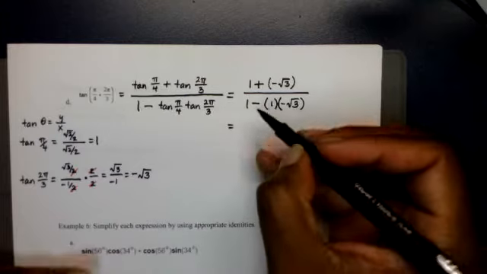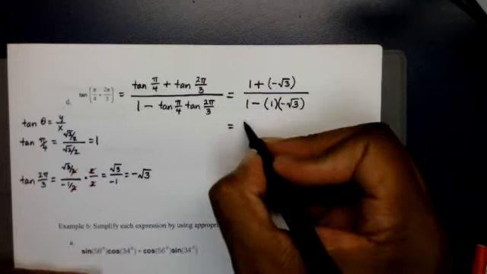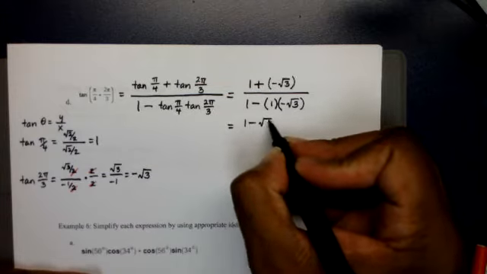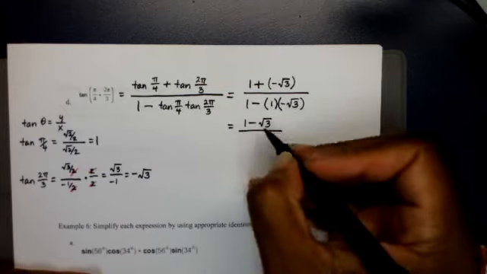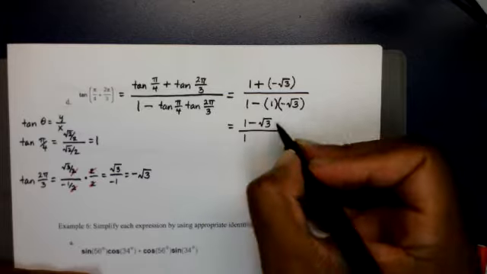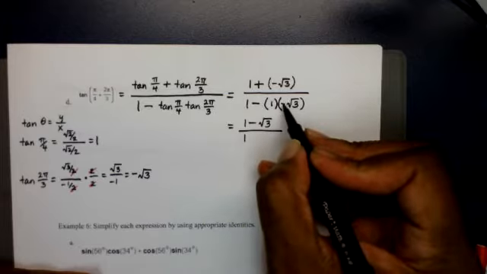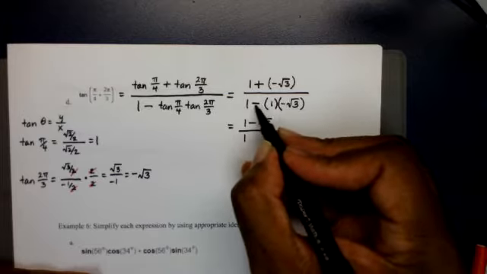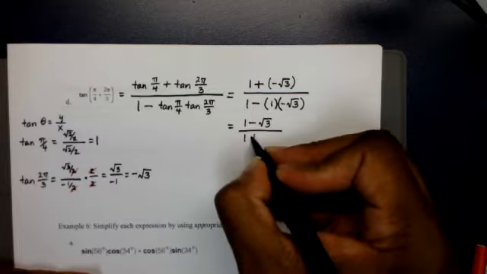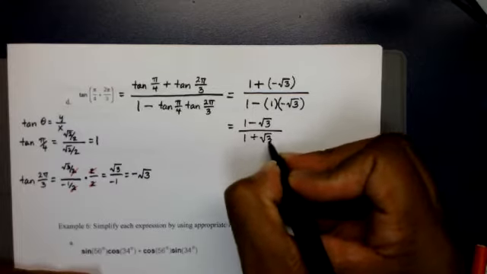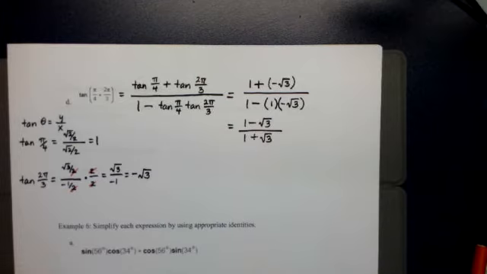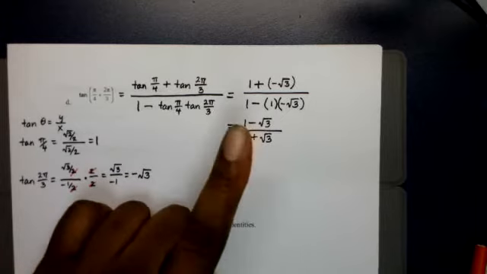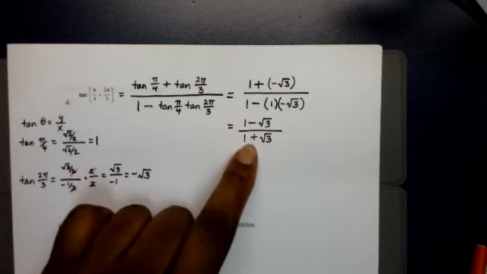All right, so let me simplify this numerator. I can rewrite that as 1 minus the square root of 3. The denominator will be 1, and then that minus times the negative will make that a plus square root of 3. Now, I'm sure they're going to want this simplified. So that means we're going to have to do something called rationalizing the denominator.